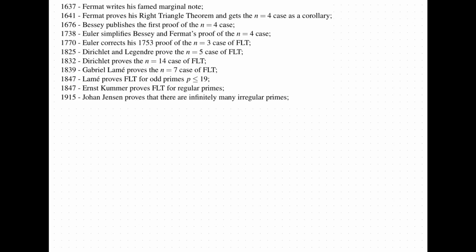But while Lamé's proof was wrong overall, it did hold true for primes less than or equal to 19. But that same year, Ernst Kummer was also arguing the same exact strategy that Lamé had done, but Kummer realized the subtlety that Lamé did not.